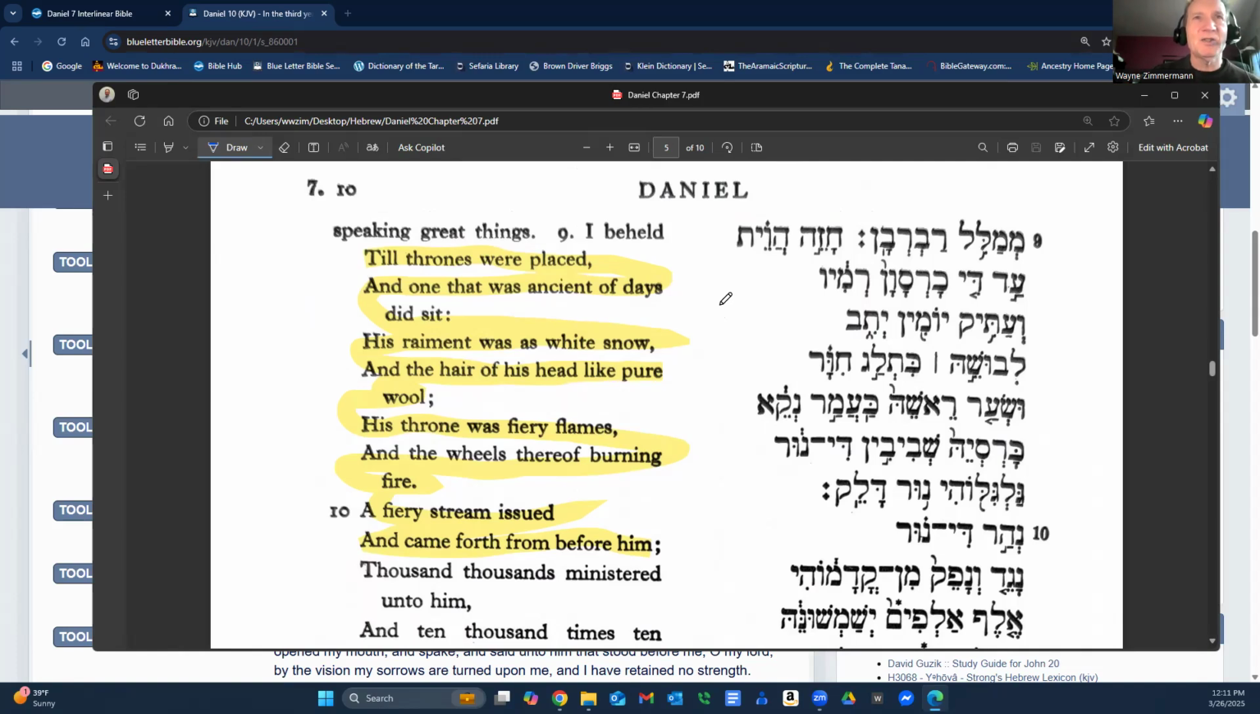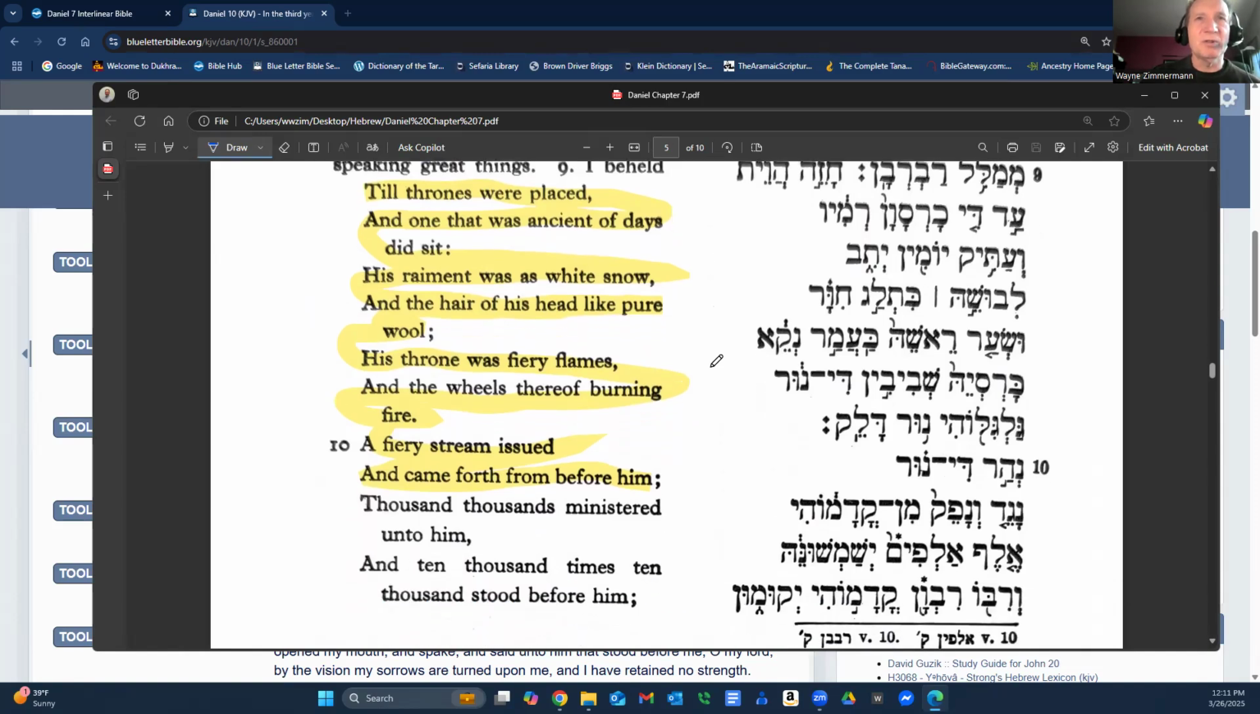What is he seeing? He saw that there was one, the Ancient of Days, who sat on the throne. So again, metaphors, words to describe a being that, traditionally, we think of the Ancient of Days as God. His description goes on that his raiment was white like snow, the hair of his head was like pure wool, his throne was fiery flames, the wheels were burning with fire, and a fiery stream came out from before him.